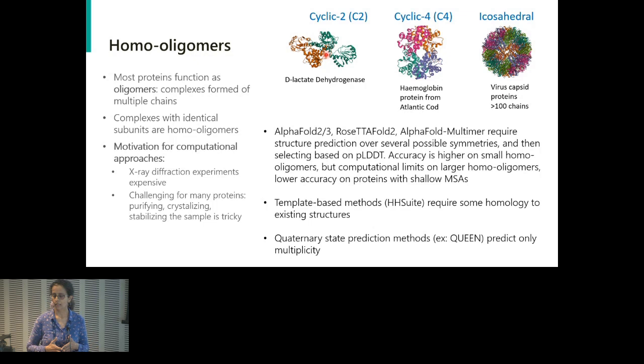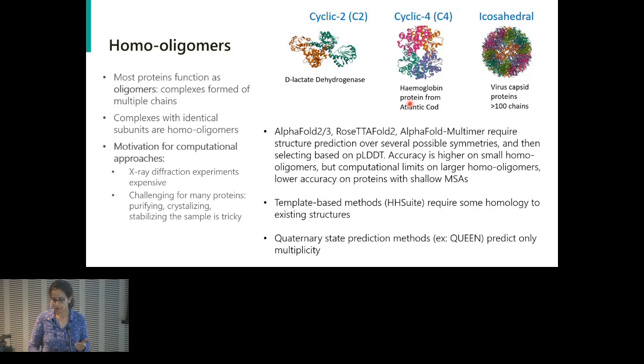Other computational methods, such as quaternary state prediction methods like QUEEN, predict only the multiplicity of the homo-oligomer assembly. For instance, with the hemoglobin protein from Atlantic cod, the prediction from a quaternary state prediction method will be 4, but 4 is the number of chains in both a cyclic 4 homo-oligomer as well as a dihedral 2, D2, homo-oligomer. So there is no way to disambiguate how the layout of the chains is in 3D space.